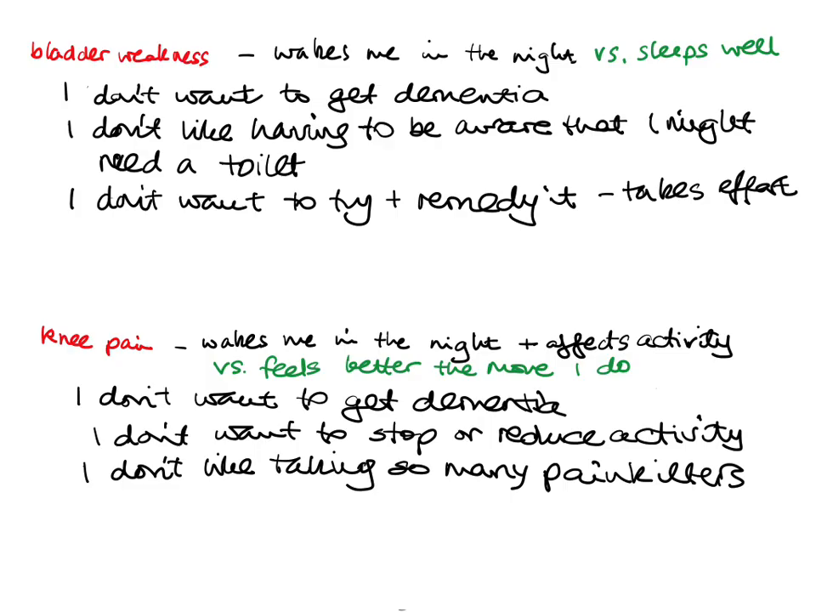So starting first of all with the bladder weakness that wakes me in the night, rather than, which is what the versus means, sleeps well. So the problem with that and the impact on the person is I don't want to get dementia. I don't like having to be aware that I might need a toilet. And I don't want to try and remedy it. It takes effort.